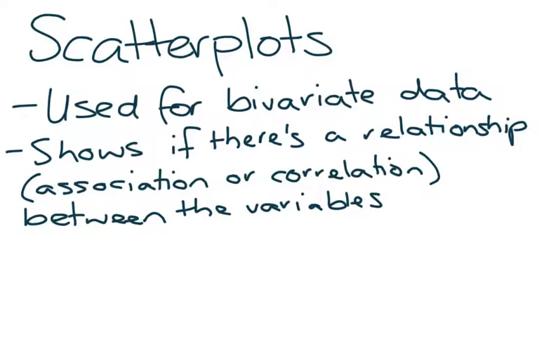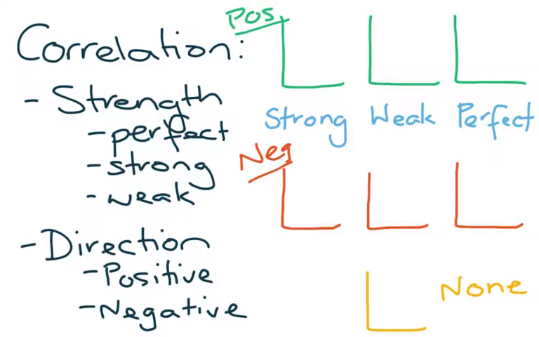Scatterplots are used for bivariate data, and they're used to show whether or not there's a relationship between two variables. A relationship can also be called correlation and association. When we're looking at correlation, we're looking for whether it is perfect, strong, or weak. So that means whether it's a perfect relationship, a strong relationship, or a weak relationship. And then the other thing that we're looking for is whether it's in a positive direction or a negative direction.